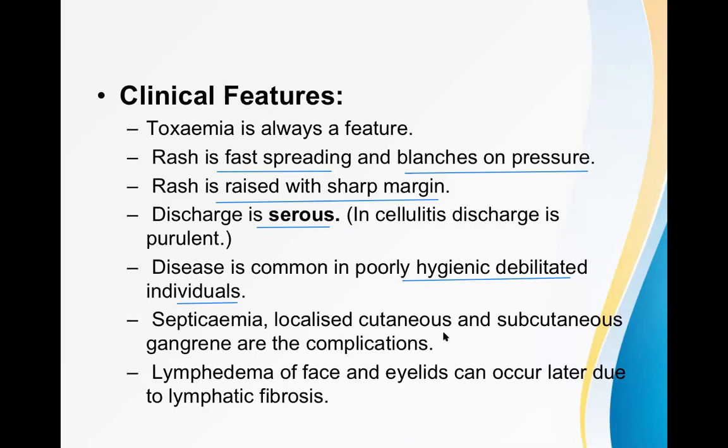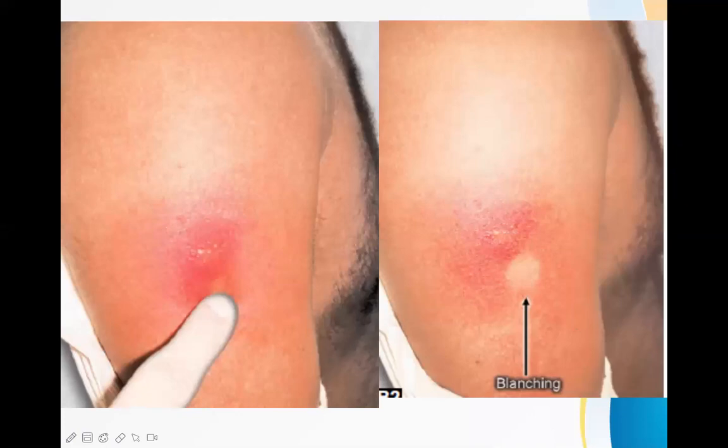Septicemia and localized cutaneous and subcutaneous gangrene are the common complications, and lymphedema of the face and eyelid can occur later due to lymphatic fibrosis, but that is not very common. Only inflammation is more common in this condition. Even in the earlier stages of inflammation, there will be swelling of the eyelid. So these are some of the clinical features. It is very easy to diagnose when we see the picture. Look at this picture here. Let me show you.